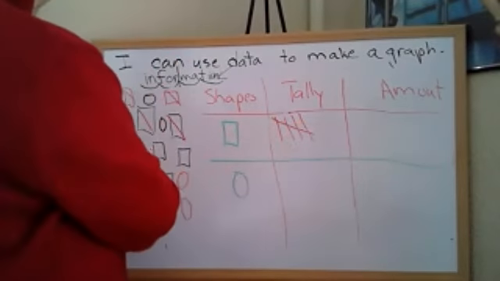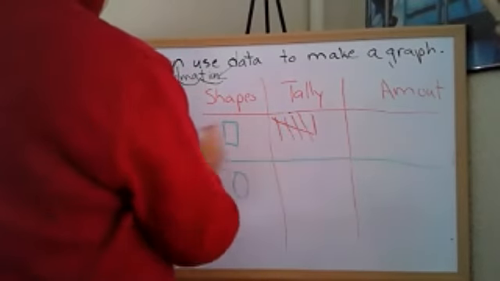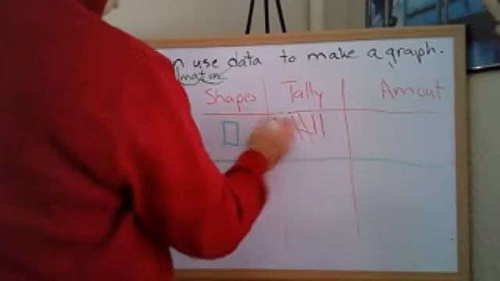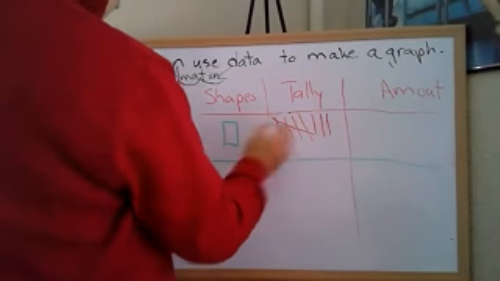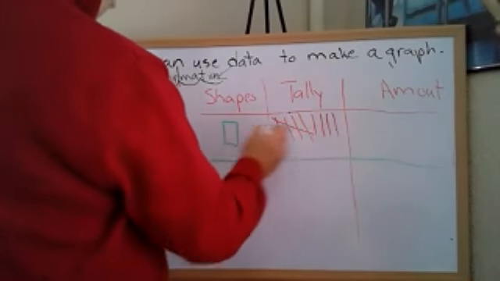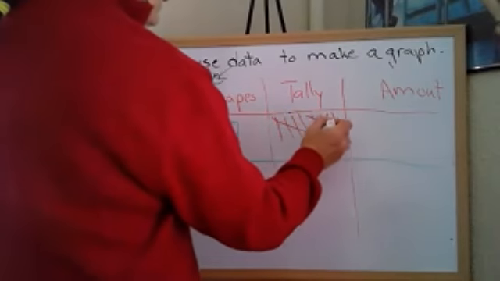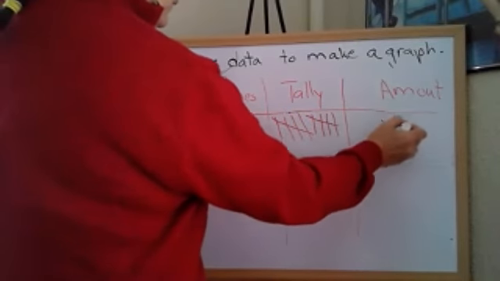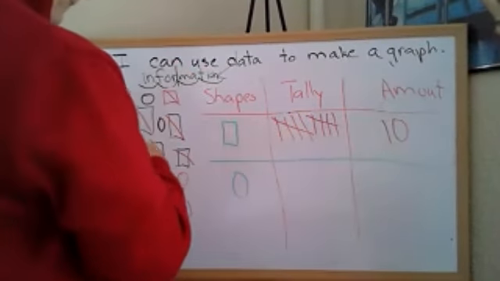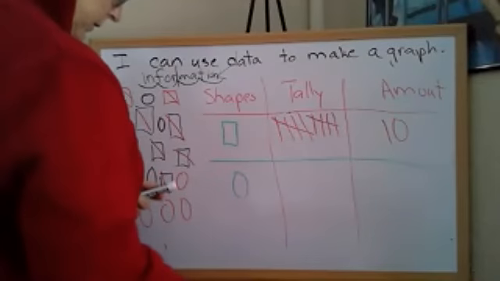5, 6, 7, 8, 9, 10. Again, that magic number. I'm going to write it over here. Let's look at our circles.